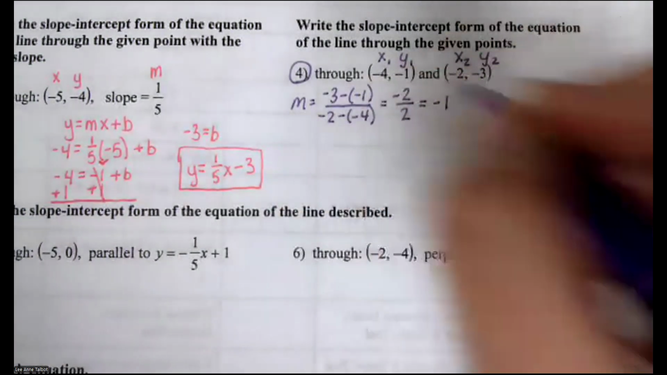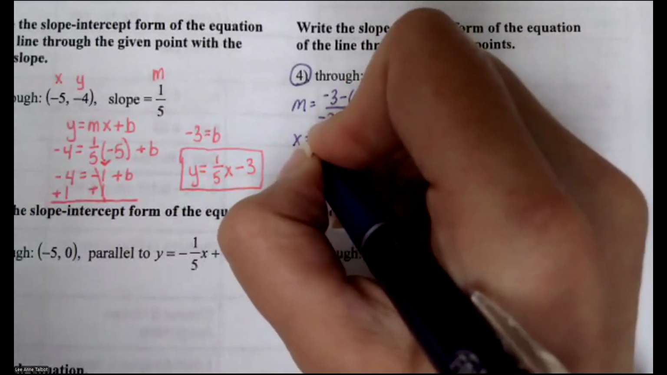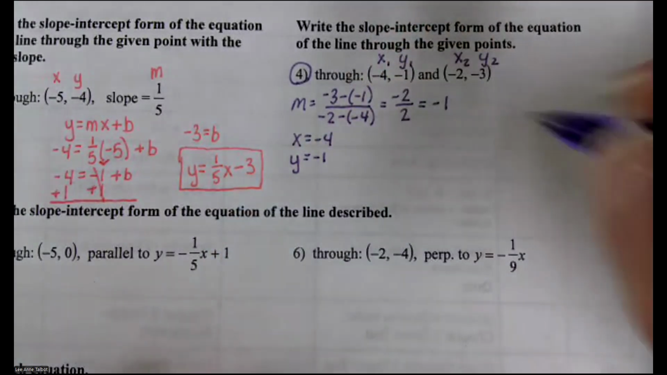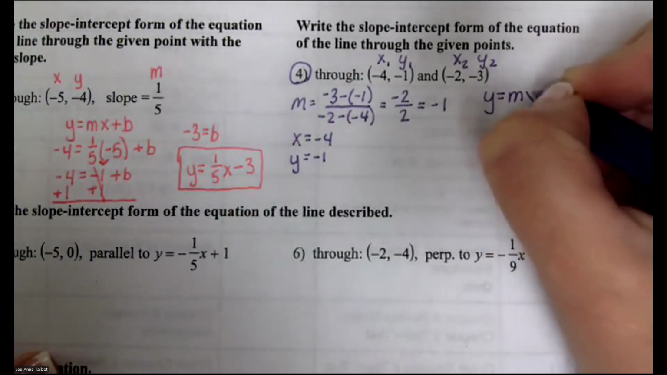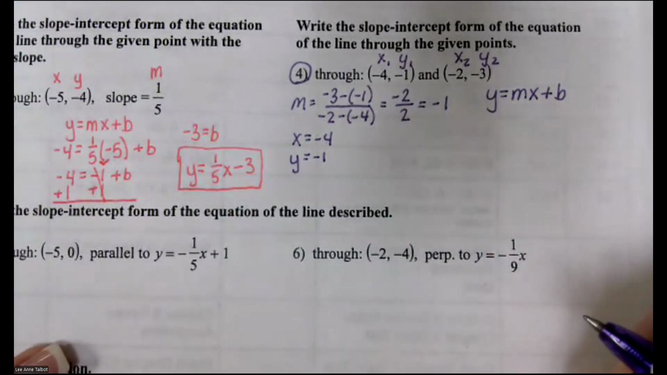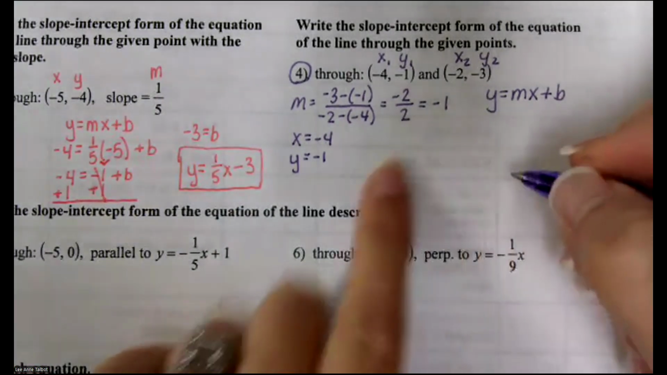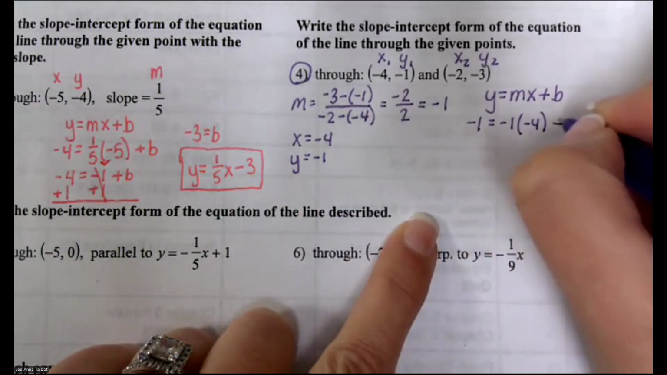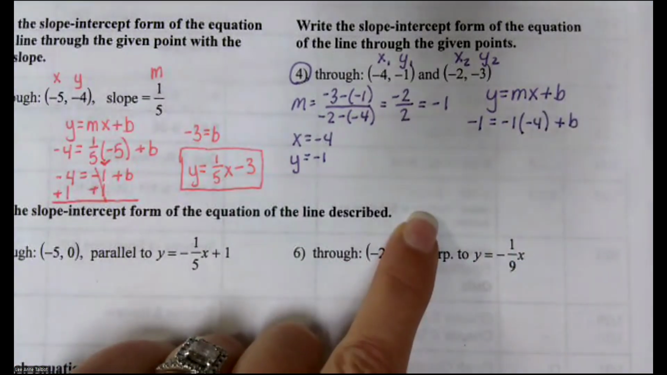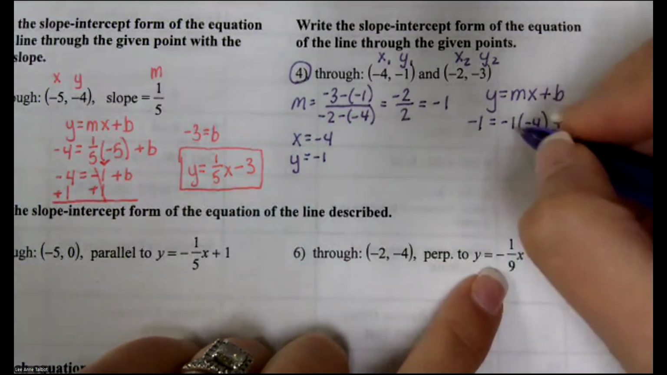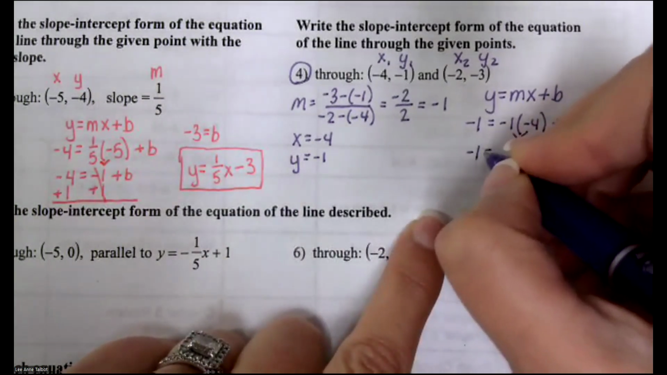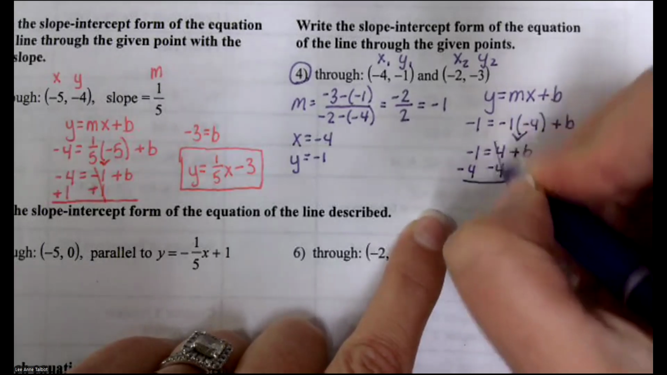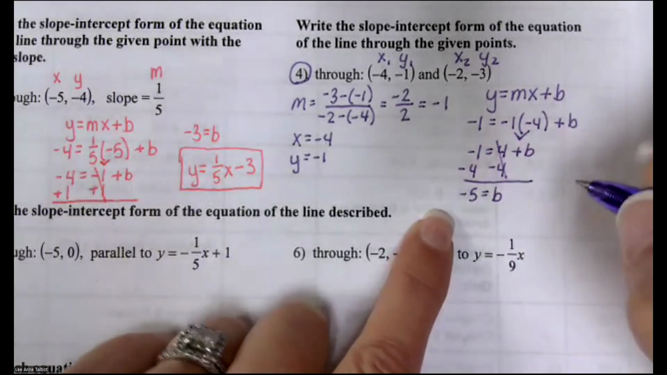Okay, and then you pick either one for your x1. I'm just going to pick the first one. So x is -4, y is -1. Y equals mx plus b. -1 equals -1 times -4 plus b. Oh, I love it when they're all whole numbers. -1 equals 4 plus b. -5 equals b.